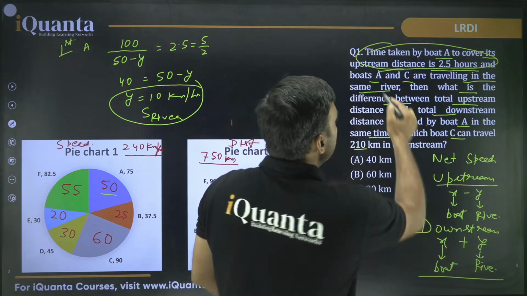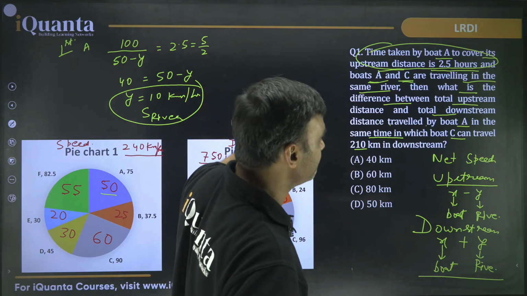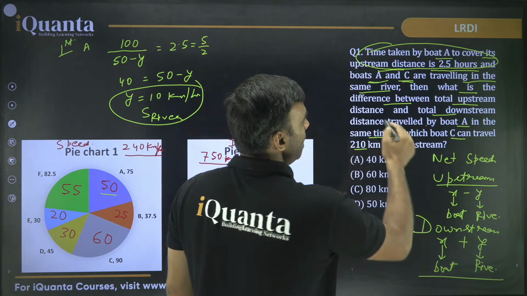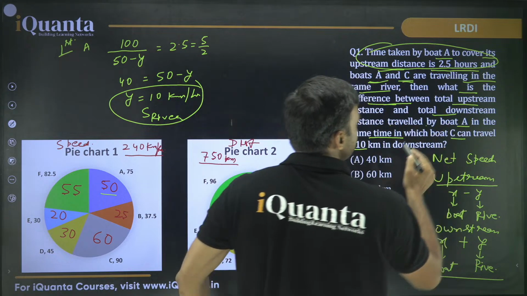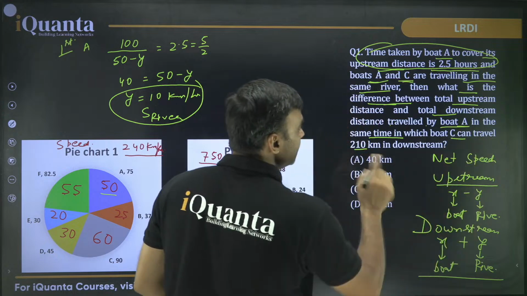Now whether it is A or C, the river is the same, which means the river speed is going to be the same. Now the next information. What is the difference between total upstream distance and total downstream distance traveled by A in the same time?